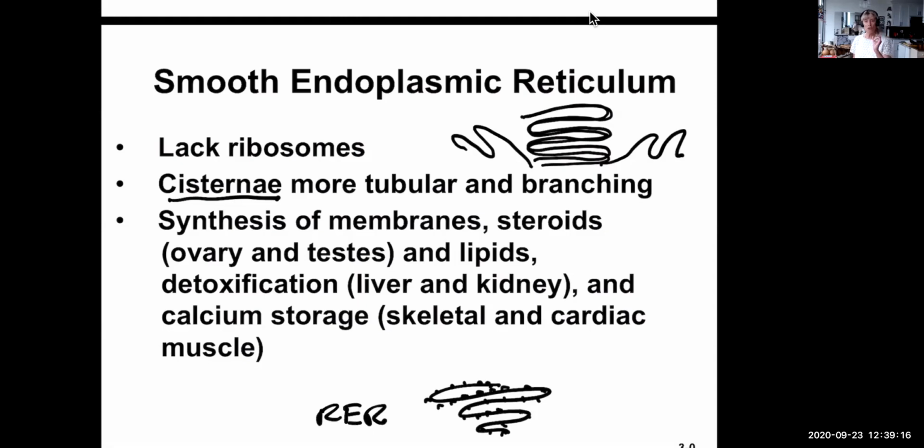The smooth endoplasmic reticulum is responsible for the synthesis of membranes, of steroids, particularly in the ovaries and testes, and lipids. Also, the smooth endoplasmic reticulum is responsible for detoxification of toxins in the body. In particular, if you were to look at cells in the liver and the kidney, you would see that there's tons of smooth endoplasmic reticulum. It also stores calcium, particularly in skeletal and cardiac muscle, where calcium is required for muscle contraction.